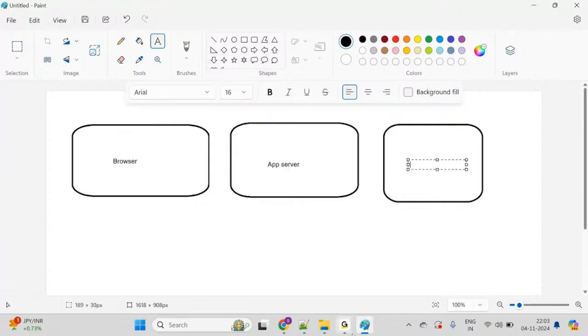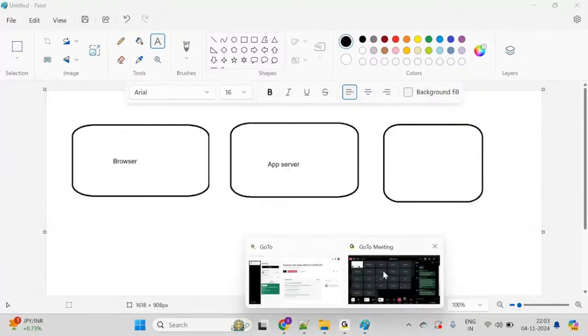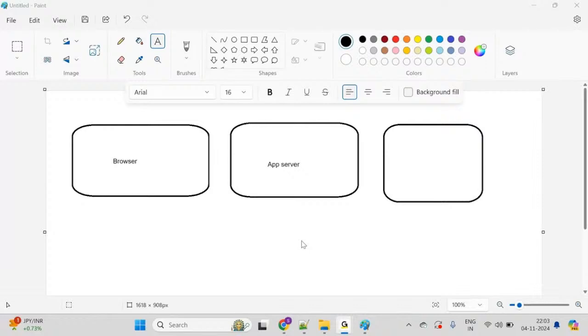Sarvana, sorry to interrupt. I can only see that Gartner chart. I don't know if you have shared your whole screen, or is it only for me?